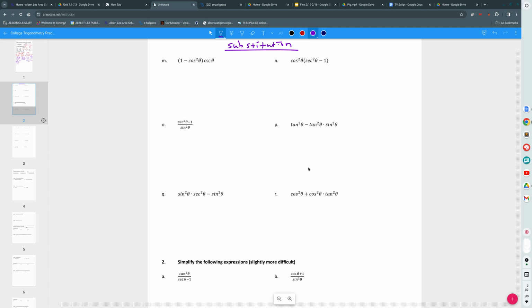So as you look at letter M, it says 1 minus cosine squared times cosecant. And the fact is that a lot of people want to start this problem by distributing cosecant, and I'm going to say no bueno. You are not going to be happy if you try to do that. We need to find a different way, and you need to simply just recognize something.